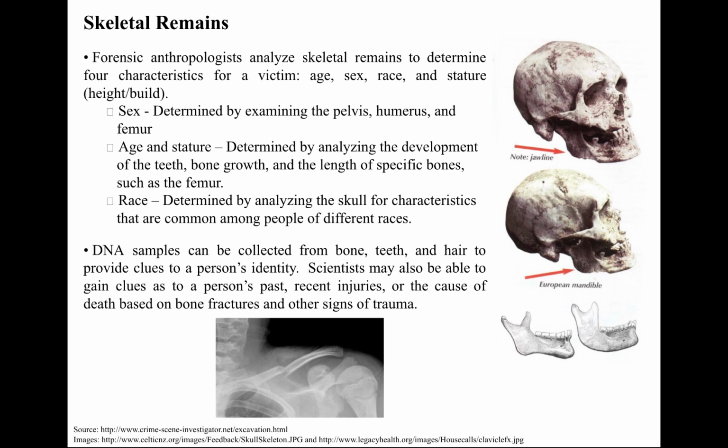And like I said before, you can also collect DNA samples from the bones, teeth, and hair, but also previous injuries will still be present and be observed in your skeletal remains. So you can link a person based on past injuries, recent injuries, bone fractures, and other signs of trauma might give more information about the crime and what happened to the victim.